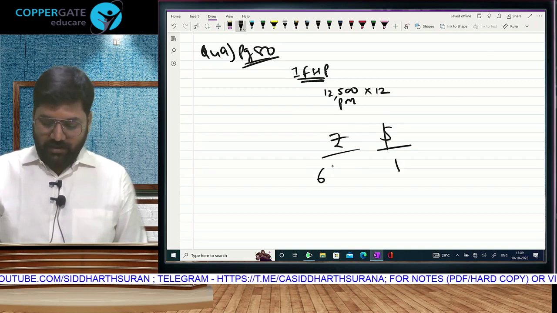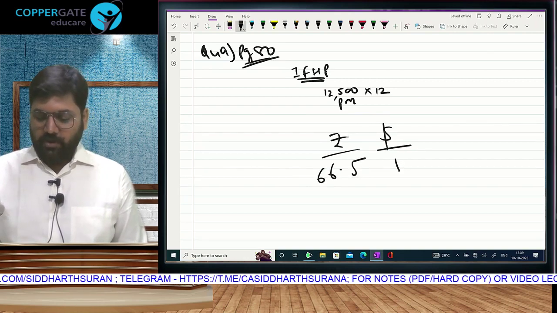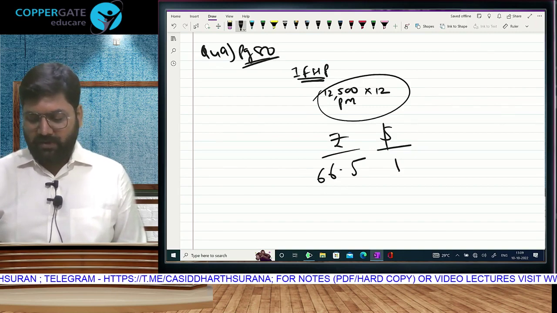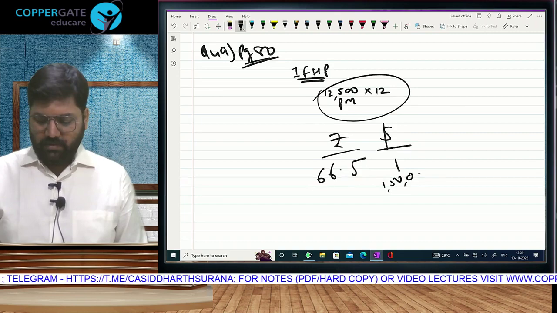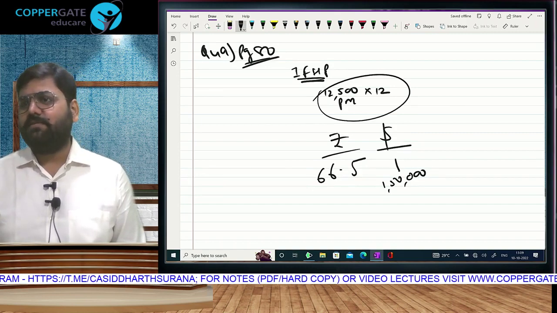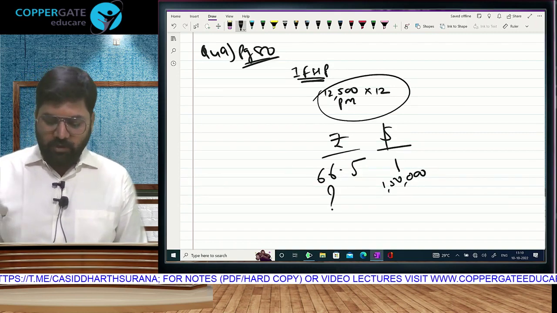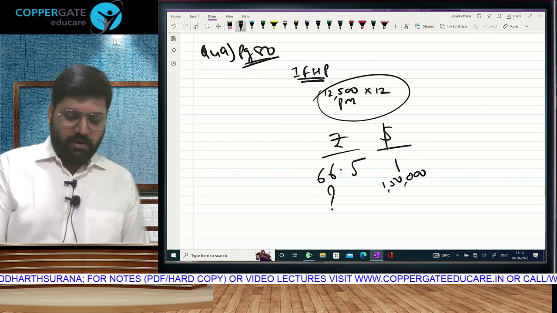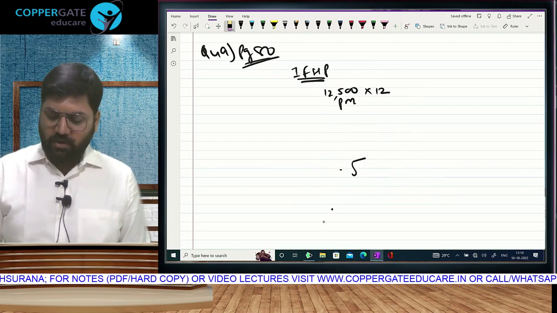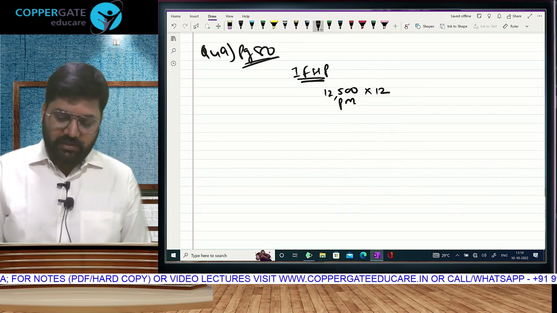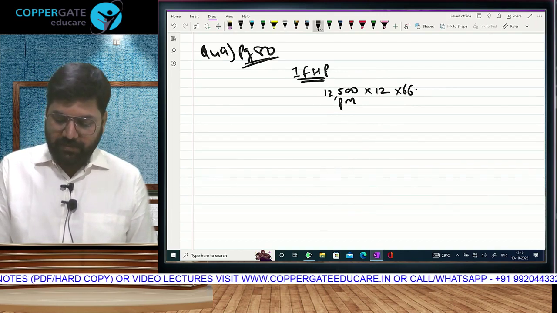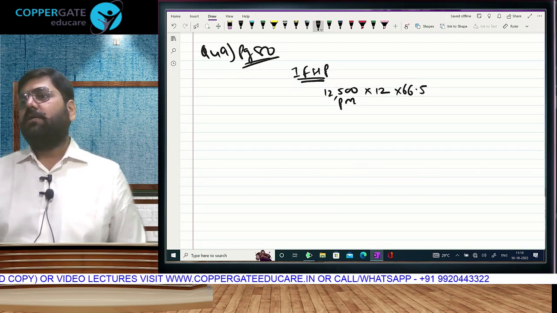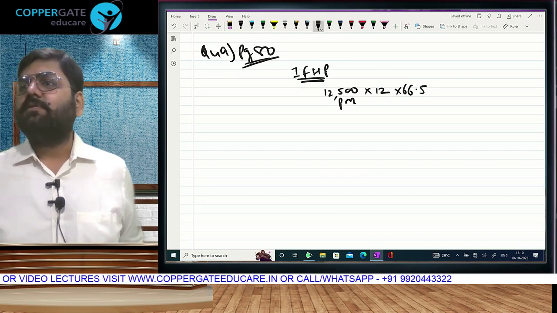66.5. So whatever this is, this is in dollar, no? 12,500 into 12, what do you get? 150. So this is how much in rupees, and then cross multiplication will make it clear that you have to multiply. For those who understood the conversion on your own, very good. But if not, this is how you decide. Accordingly, we will multiply by 66.5, and what do you get? 99.75. And that's your taxable house property income.